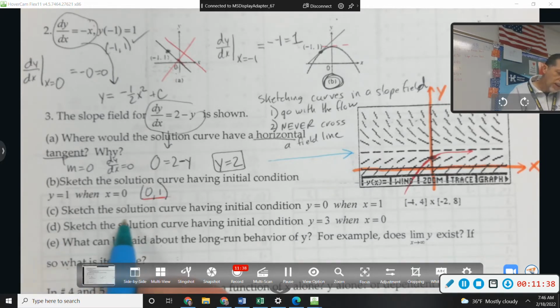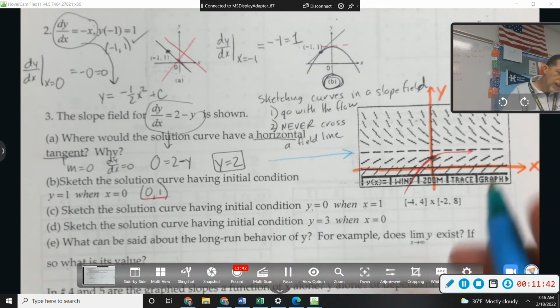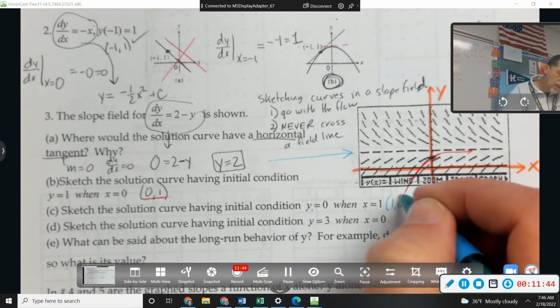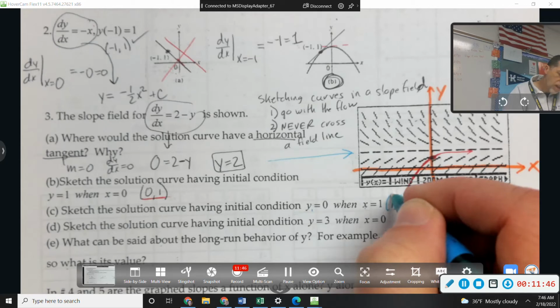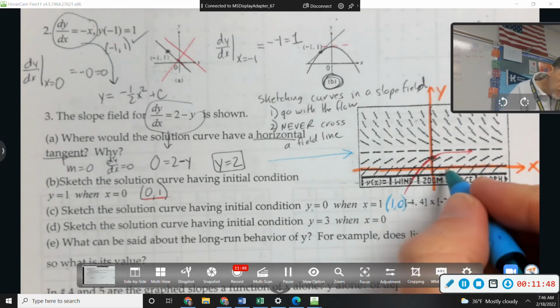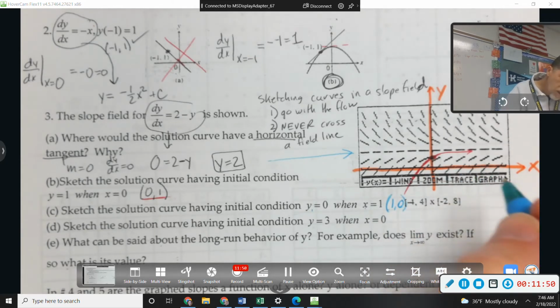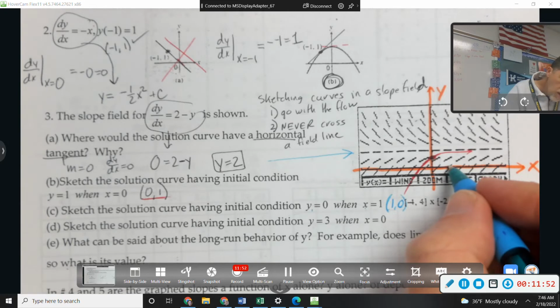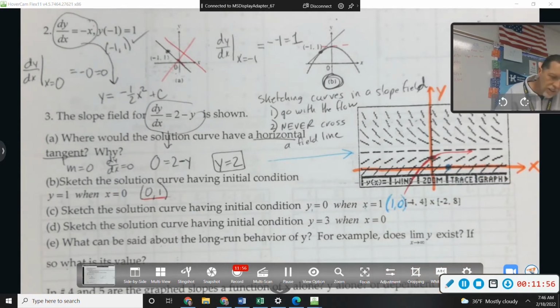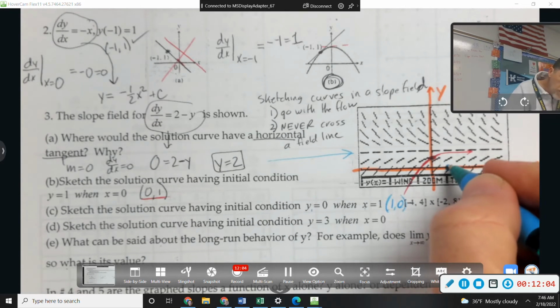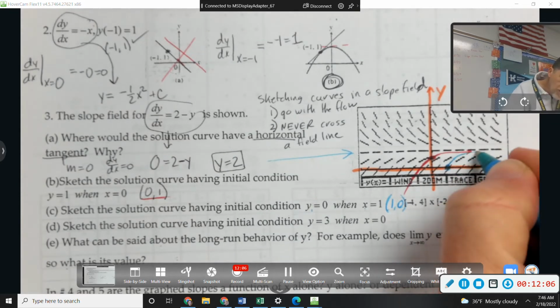Part C, sketch the solution curve having an initial condition y equals 0 when x is 1. So 1, 0. See, is about right there. It's hard to tell without any tick marks. It's close enough. There's 1, 0. So pretty similar. Kind of just go with the flow.